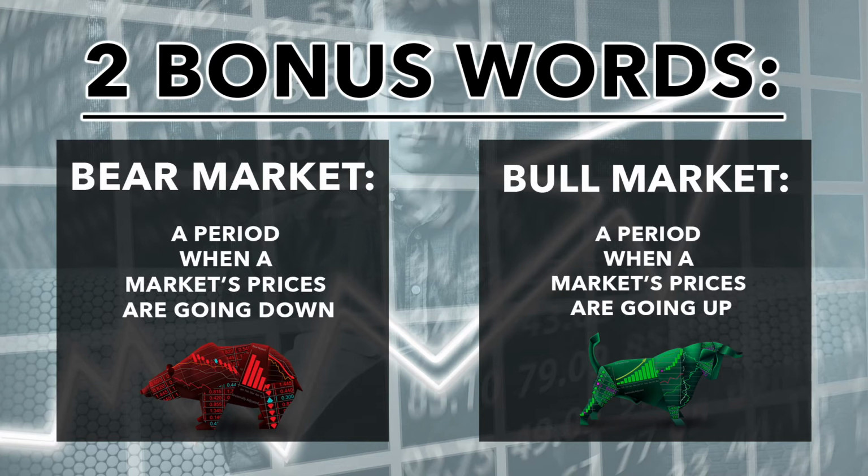Let's start with bear market. What is a bear market? A bear market is a period when a market's prices are going down. Next, what is a bull market? A bull market is a period when a market's prices are going up. Let's make a sentence. I usually buy in a bull market and sell in a bear market.